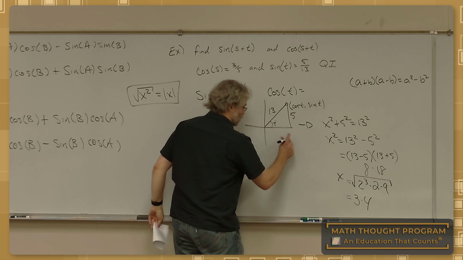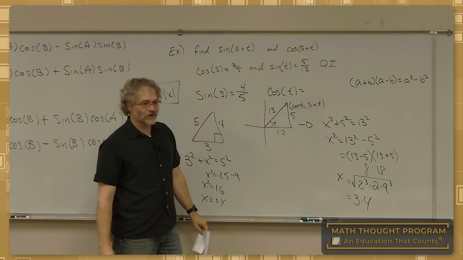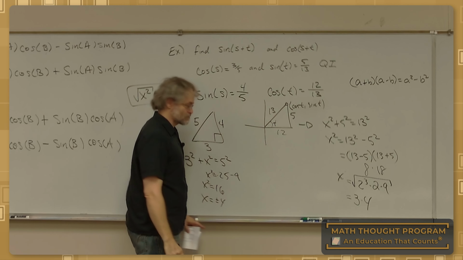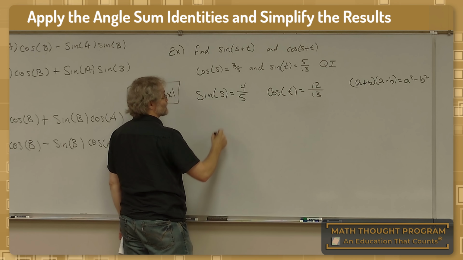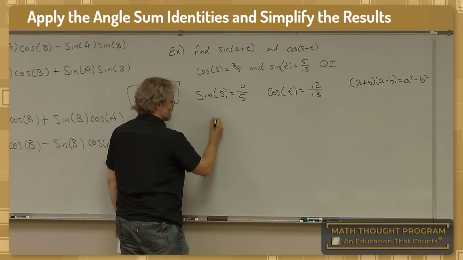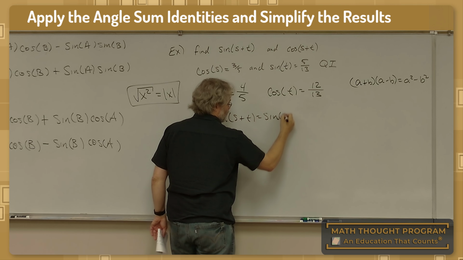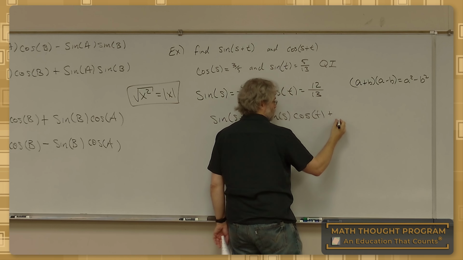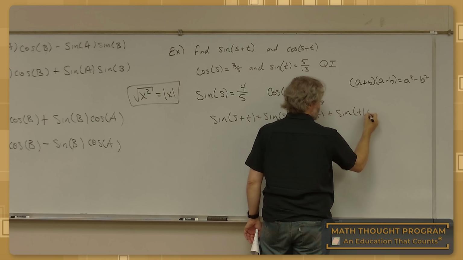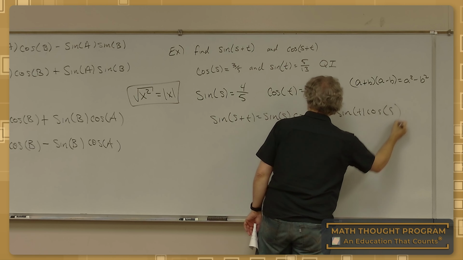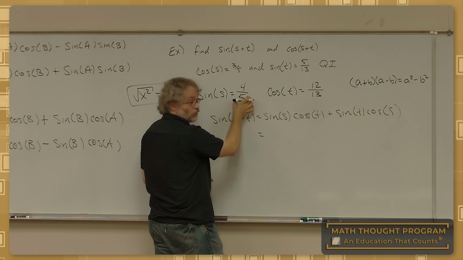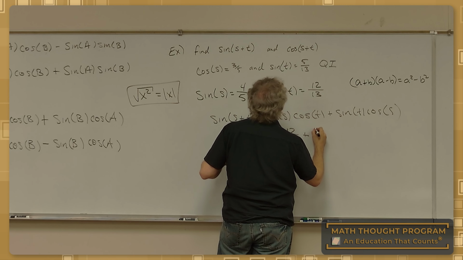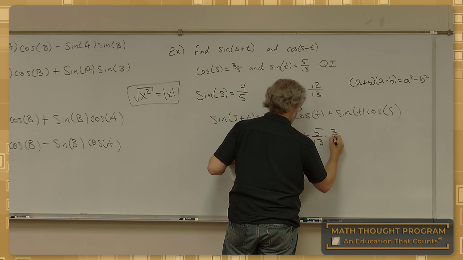All right, so we get 12 down below. Cosine is going to correspond to 12 over 13. Sine of s plus t, we'll take sine of s cosine t plus sine of t cosine of s. Drop in the 4/5, 12/13, and our 5/13.